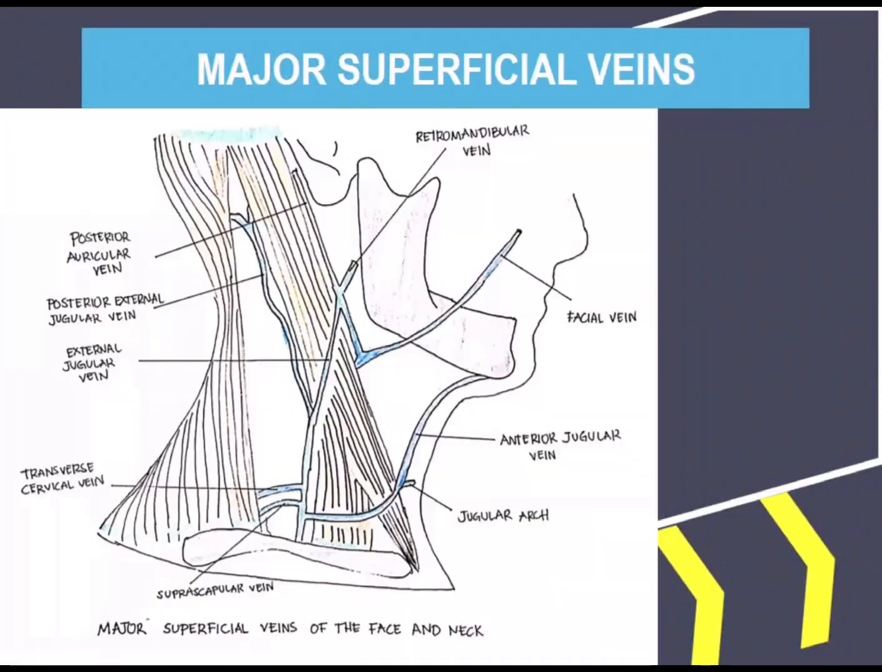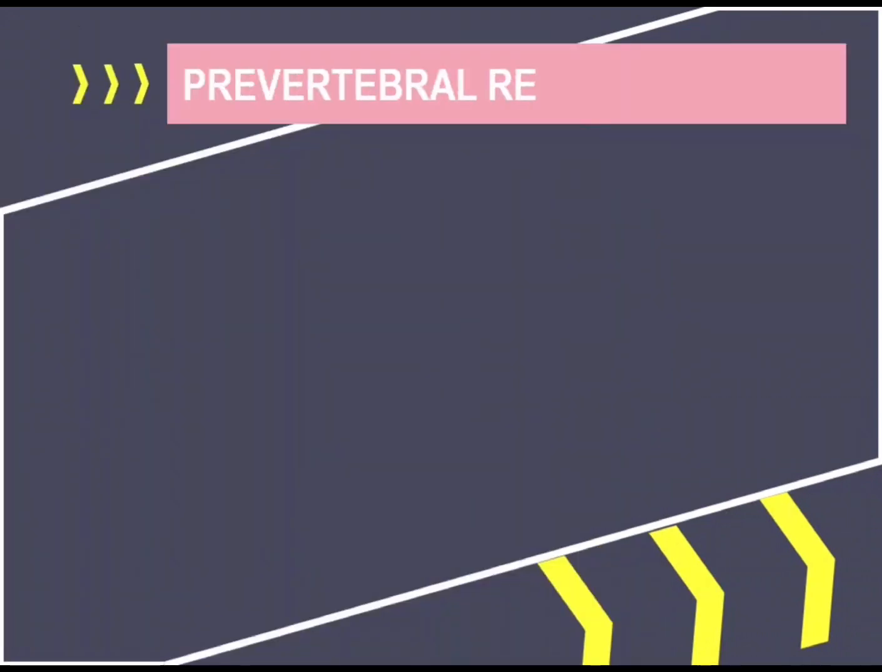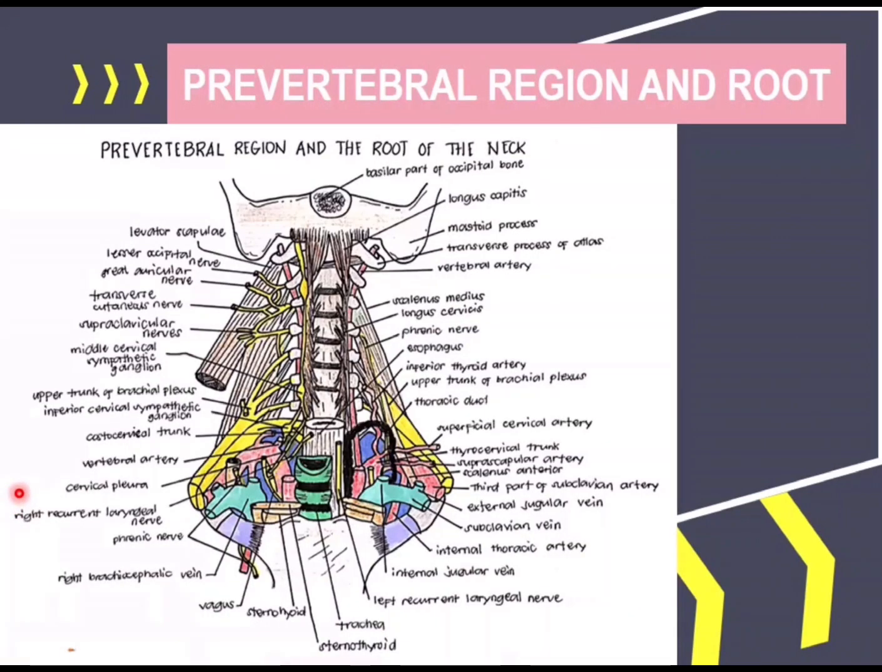In the picture, we see the posterior auricular vein, the posterior external jugular vein, transverse cervical vein, suprascapular vein, jugular arch, anterior jugular vein, facial vein, and the retromandibular vein. This is all part of the major superficial veins of the face and neck. So this is the prevertebral region and the root of the neck.